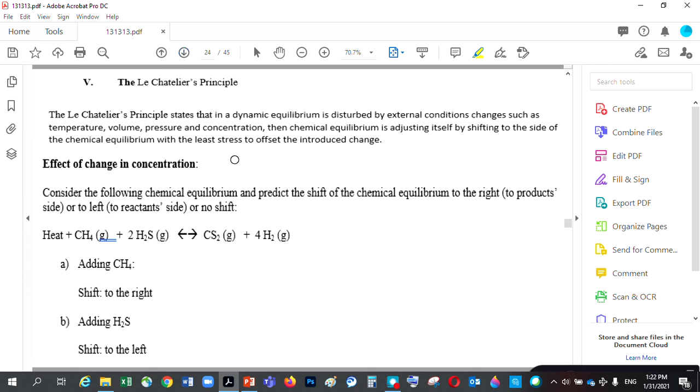When we come back in the second part, we will go through the Le Chatelier principle.